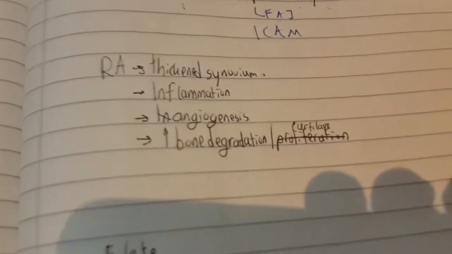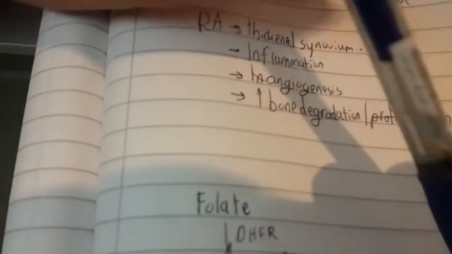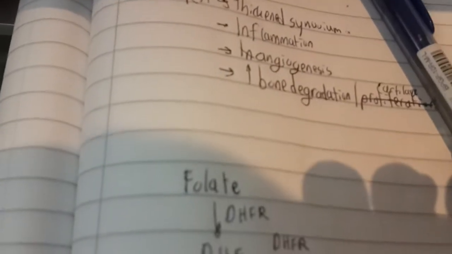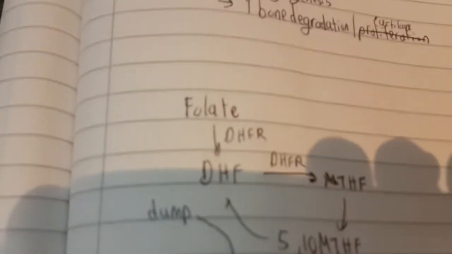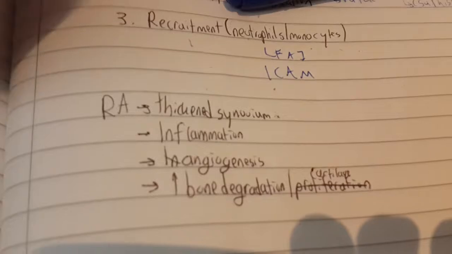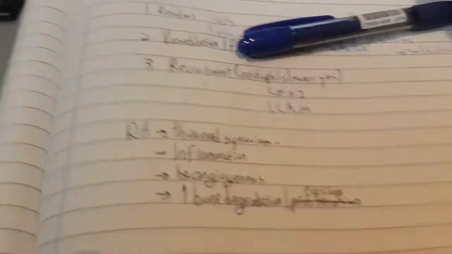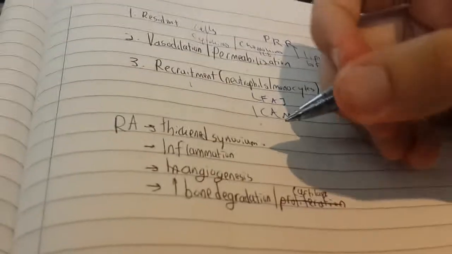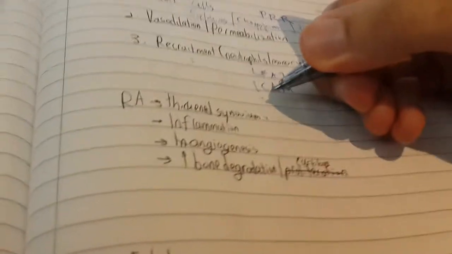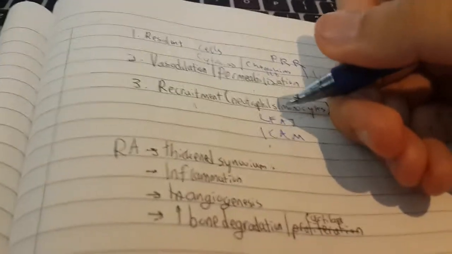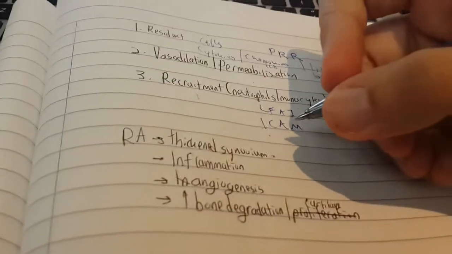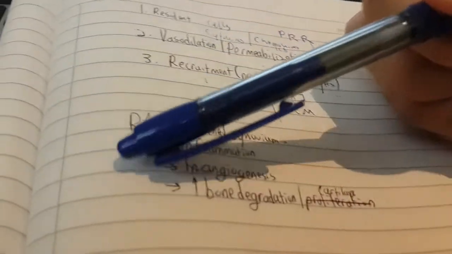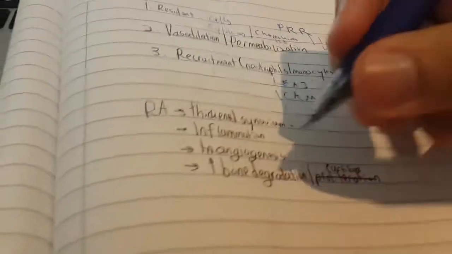LFA1 is lymphocyte function associated antigen 1, and ICAM is intercellular cell adhesion molecule. For the next question, how does chronic inflammation lead to joint destruction or rheumatoid arthritis? Well, we know that our acute inflammatory response needs to be shut down, or it can lead to dire consequences like rheumatoid arthritis.